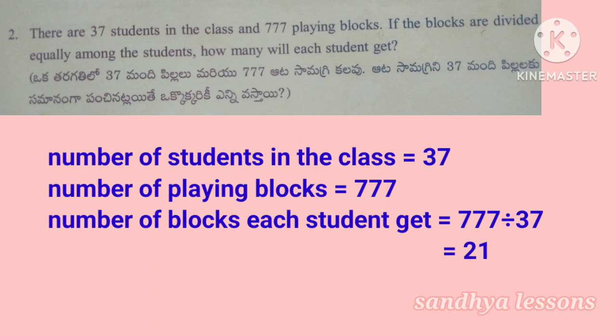We can get this by dividing number of playing blocks with number of students. That is equal to 777 divided by 37. That is equal to 21. Therefore, number of blocks each student gets is equal to 21.